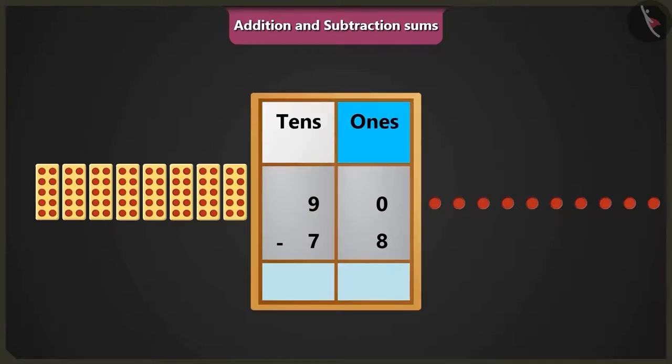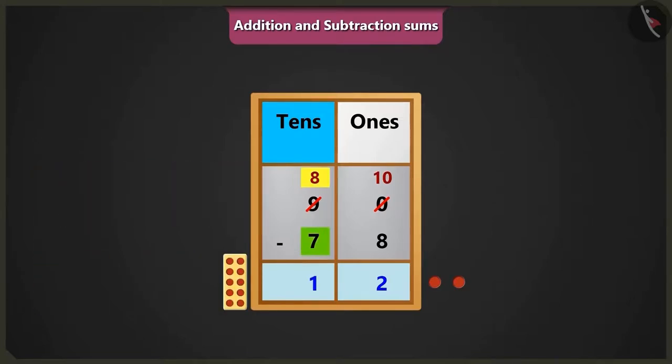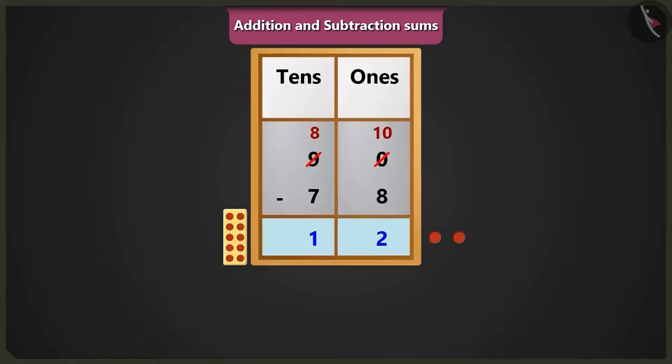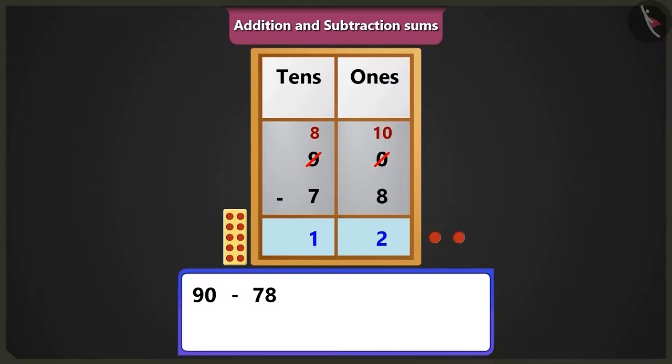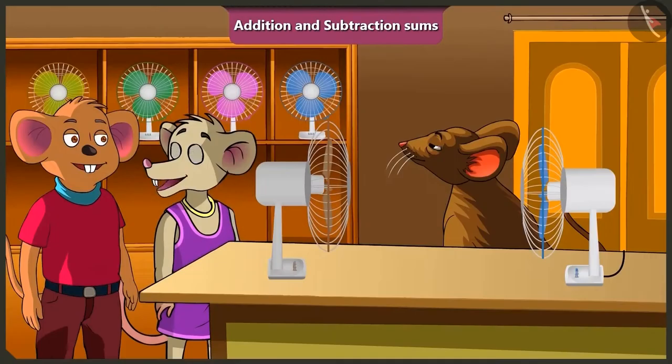So we will write 10 1's in place of 0 in the box of 1's. Now if we subtract 8 1's from 10 1's, then 2 1's are left. Now look here, if we subtract 7 10s from 8 10s of the box of 10s, then 1 10 would be left. Yes, so in this way, if we subtract 78 from 90, then 1 10 and 2 1s means 12 rupees would be the balance amount. Oh wow, Chuchu! Now you would buy a new fan and also save 12 rupees.